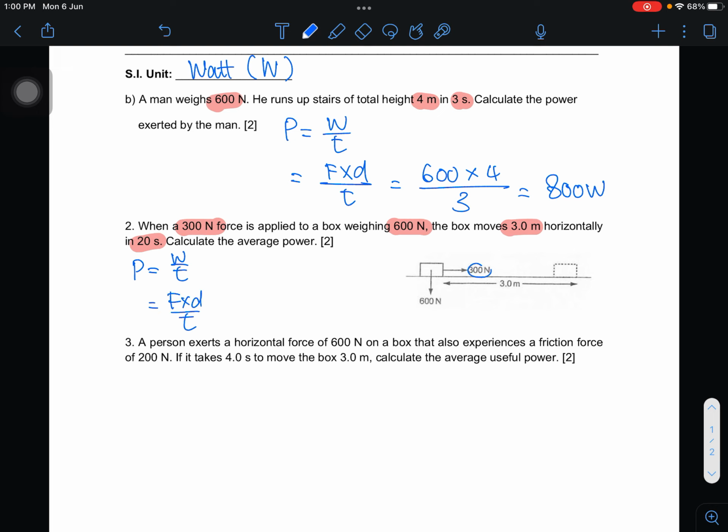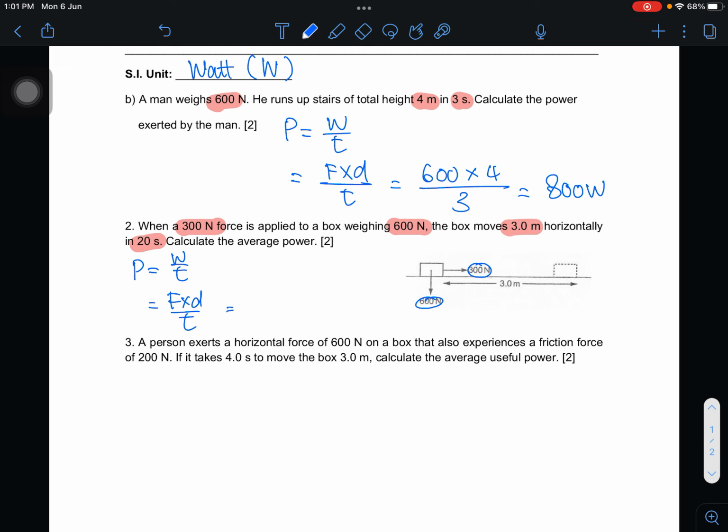So we are given two forces, 300, 600. When I push the box, do I look at the 300 Newton or the 600 Newton force? Of course, the 300 Newton force, because the distance moved, 3 meters, is in the direction of the 300 Newton force, not the weight. If it is moving in the direction of the weight, it means that the box must be dropping down. But this is not, it's moving horizontally.